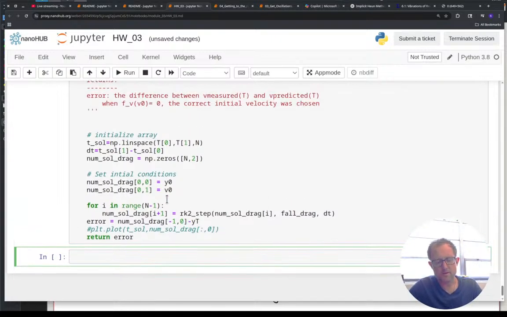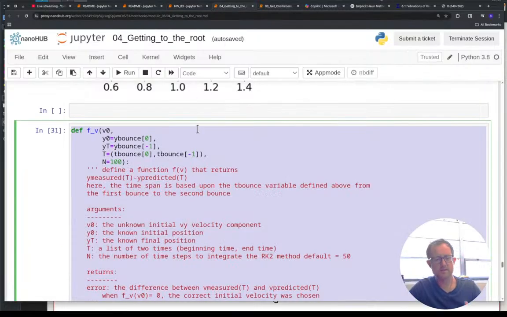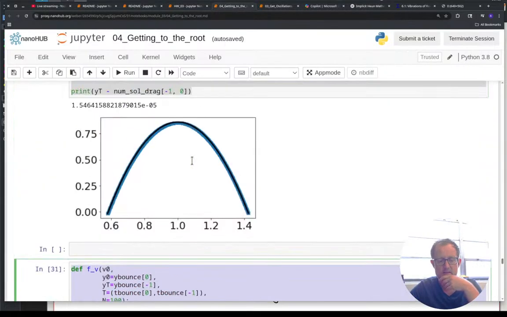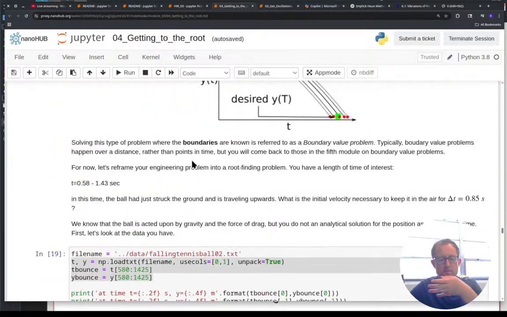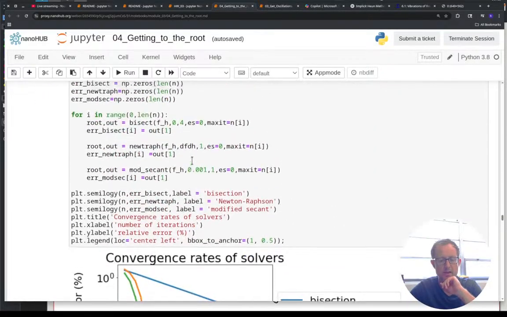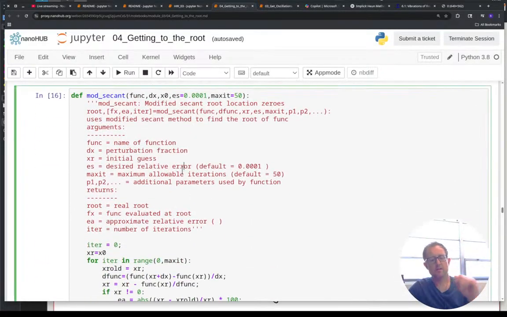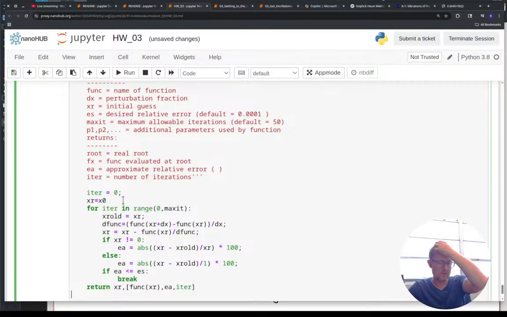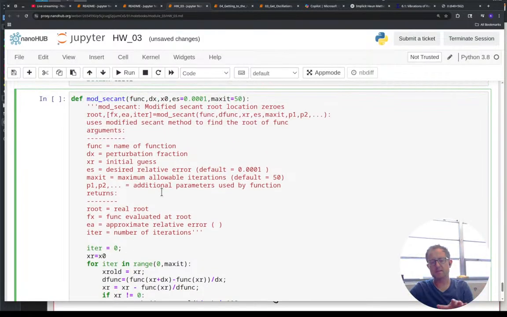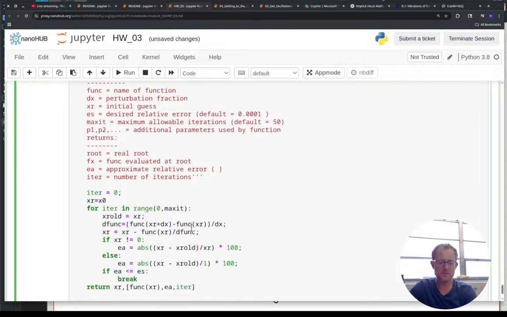And here I do ask you to use that mod secant, just because I want you to at least see these methods. It's not that I want you to be able to build your own modified secant method from scratch. But I do want you to copy it in, see how long this code is, and what it is doing. Some of this might not make sense, especially the first couple of times that you're looking at it.